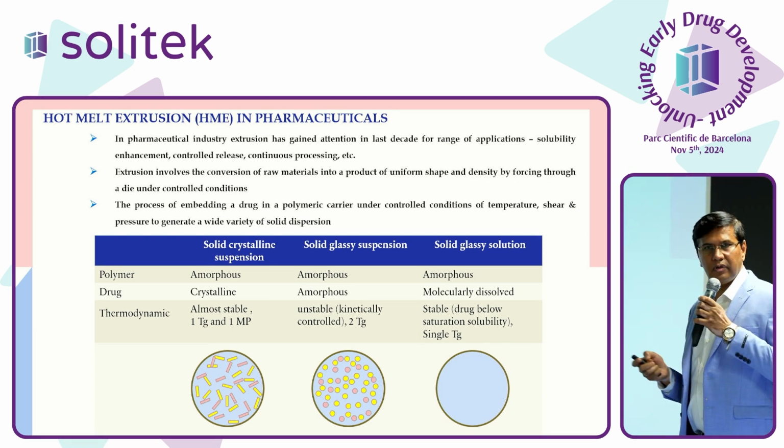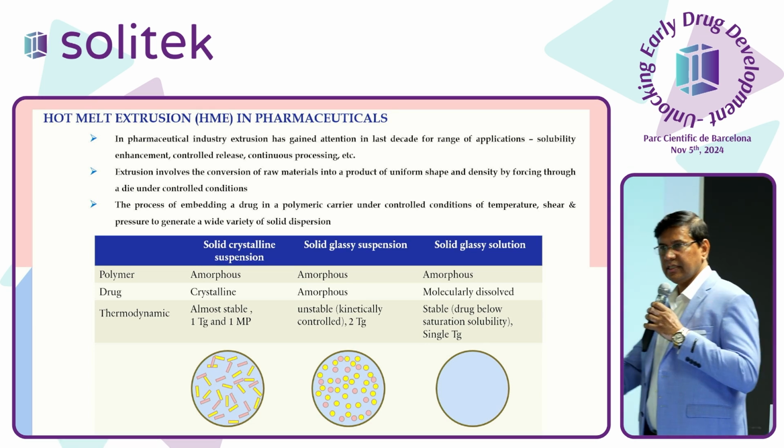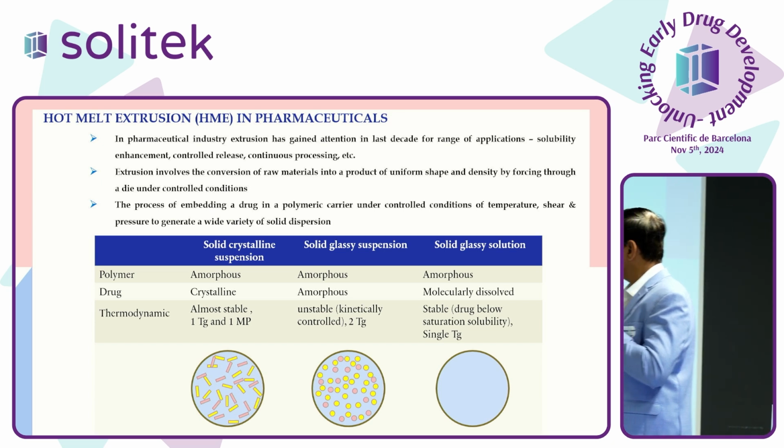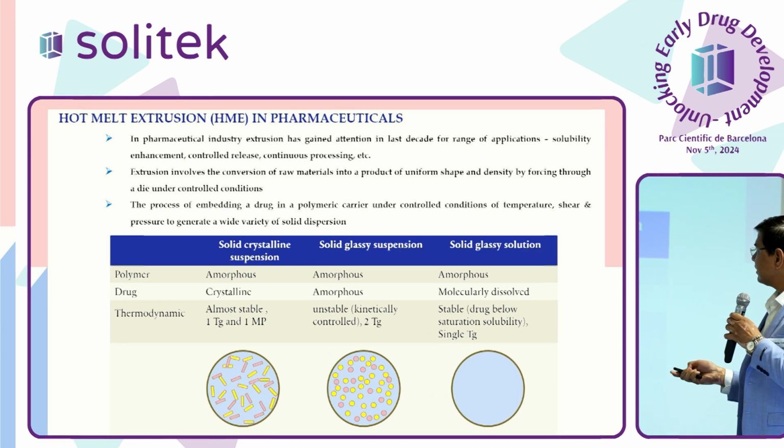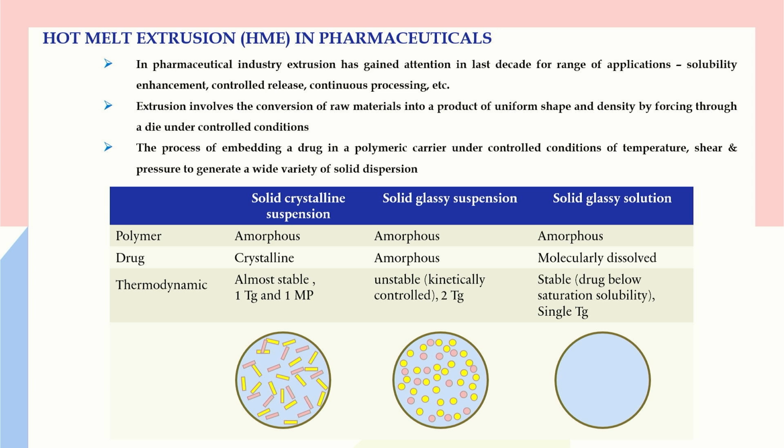So when you go for hot melt extrusion, there are three cases in which you can develop the formulation, based on the polymer, the drug and the thermodynamics. If your drug is in the crystalline form and your polymer is amorphous, there may be a chance that you will get an almost stable formulation. In that case, the Tg, the glass transition temperature, and the melting point will be the same.